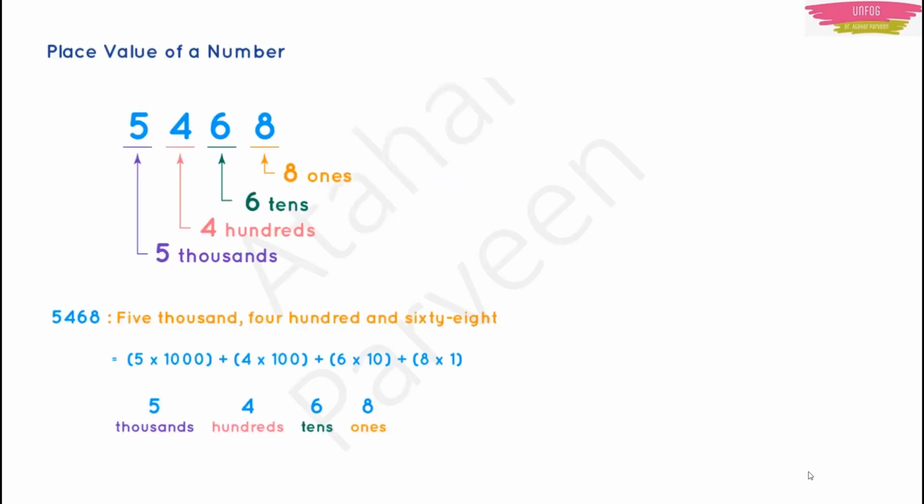We were talking about the place value. The place value of a number means, as I told you, the address of the number. For example, if I give you 5468, the place value of 8 is ones, 6 is tens, 4 is hundreds and 5 is thousands. Now you can easily expand keeping this in mind. You write 5 into 1000 plus 4 into 100 plus 6 into 10 plus 8 into 1. So whatever is the address of that number, that you call the place value of that number.